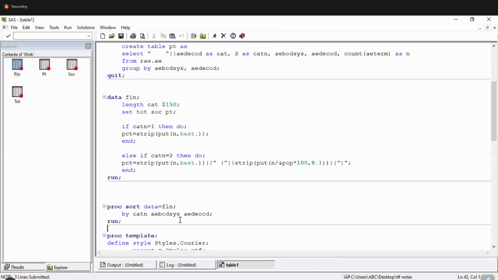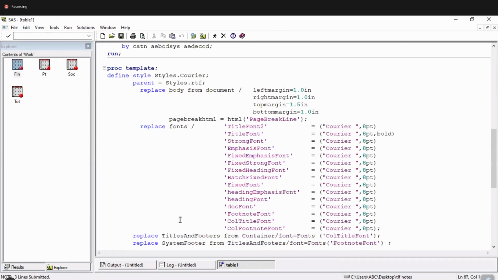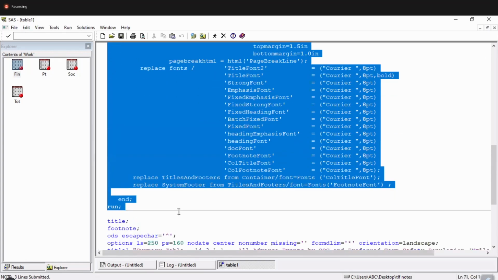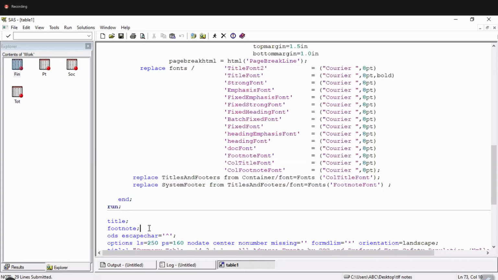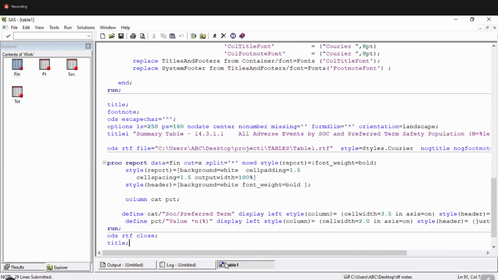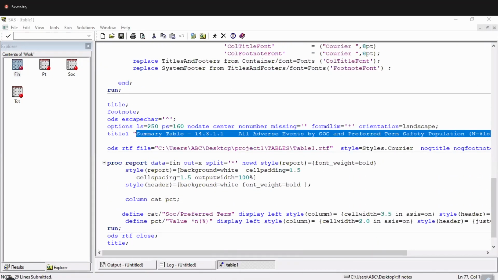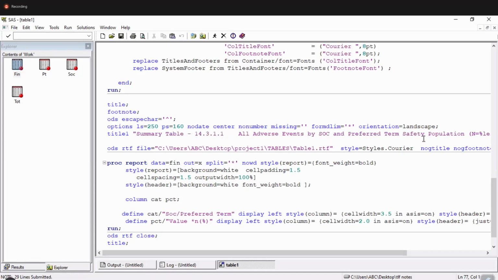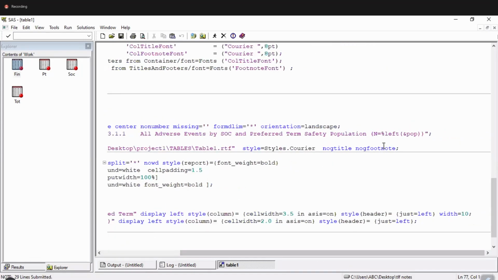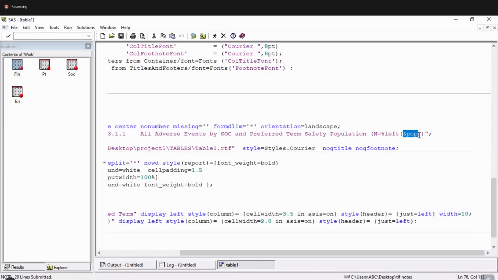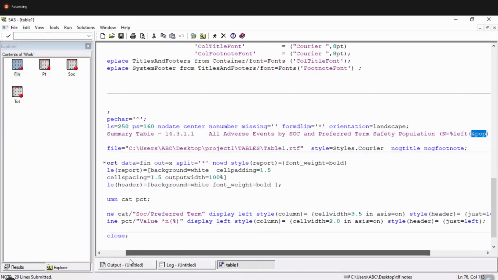Once your final data set is ready, everything else is the same. Write a proc template. The proc template is also done. Then give some titles and footnotes if required. For the title, I require the summary of table, all adverse events by customer consult. Then N is equal to, observe here, I need a number. That number I'm deriving from the macro variable, right? I'm just passing the macro variable, and that value will resolve it.